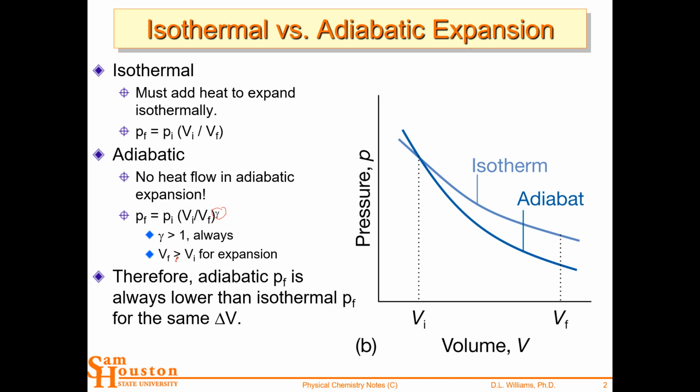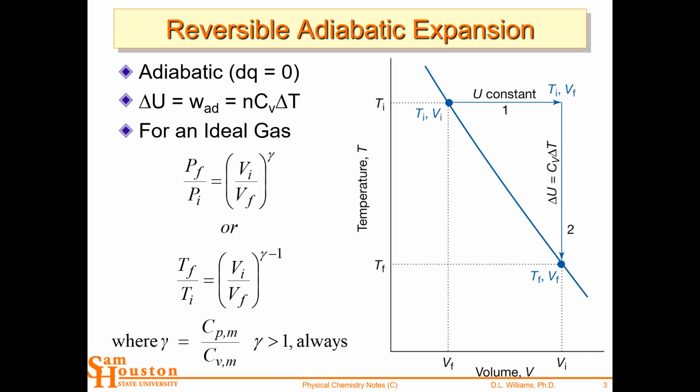Okay. And so then V final is always greater than V initial for expansion. And so this is a fraction, it's less than 1, but then gamma is greater than 1. So it drops steeper. We'll see this next in the full cycle in a little bit. Let's talk about how we calculate that V final.